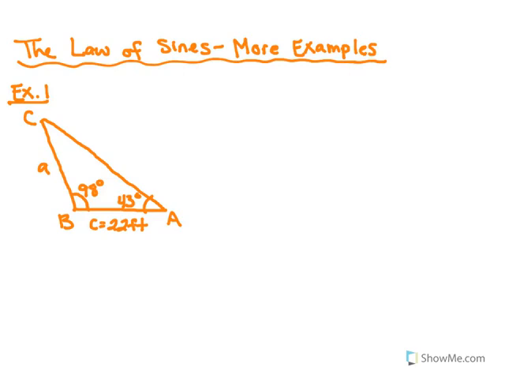In this tutorial, I'm going to walk you through some specific examples of the law of sines. So in our first example, this is the triangle that we're given. It is an obtuse triangle, and we are going to try to determine the side length of A if we are given two other angles and another side.